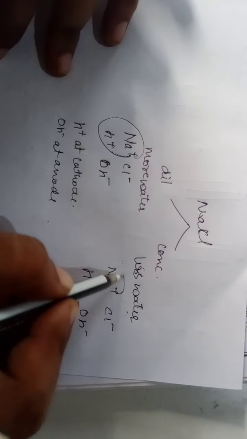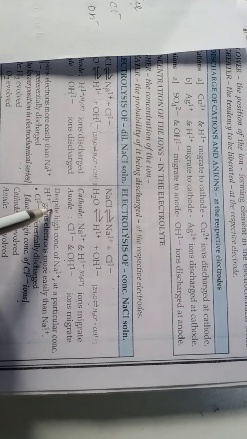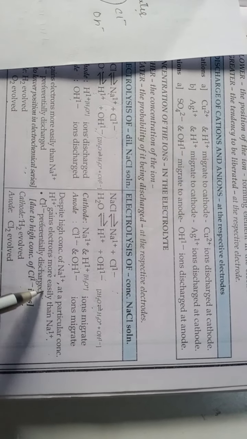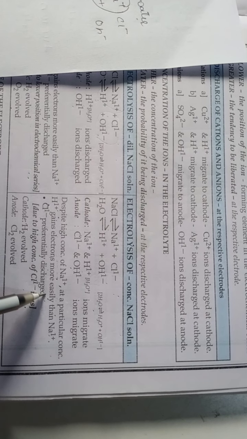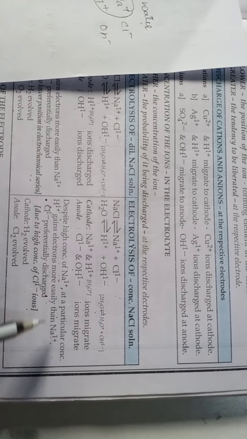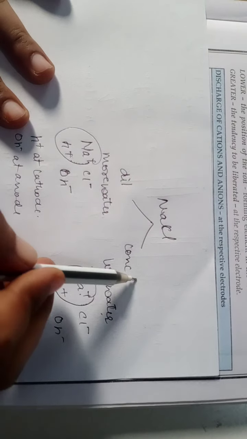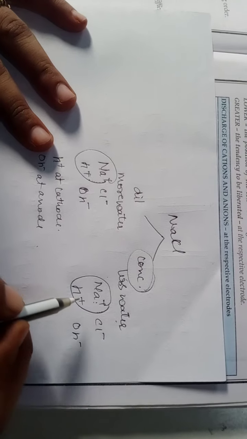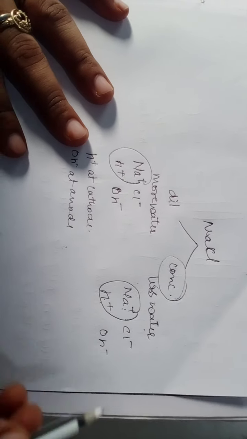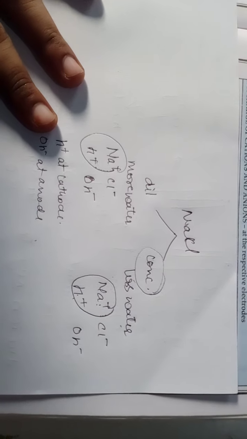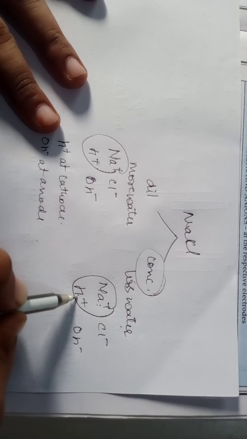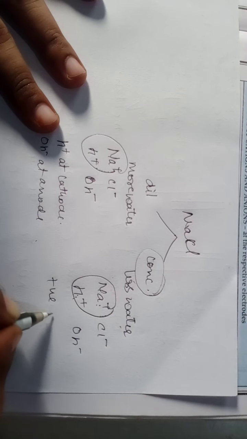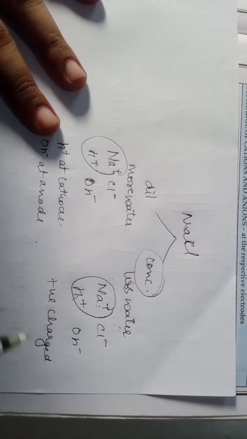Now here in this case, you can see what it is saying. Despite high concentration, H plus has a tendency to gain electrons very easily. Hence, sodium will not deposit here. Whether the concentration is high or not, the concept is which one will accept electrons more easily, because these are positively charged ions.